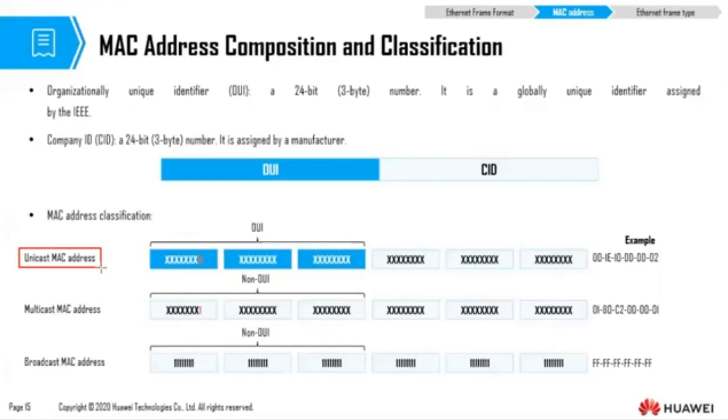What do you think about the multicast MAC address? Can a multicast MAC address be used as the source MAC address? Remember, we said multicast message is 1 to many. So can a multicast MAC address be used as a source MAC address? It can only be used as a destination MAC address. What about broadcast? 1 to all? Can it be used as a source MAC address?